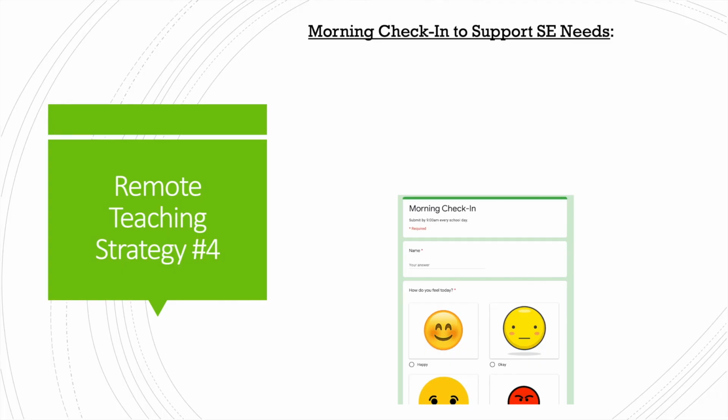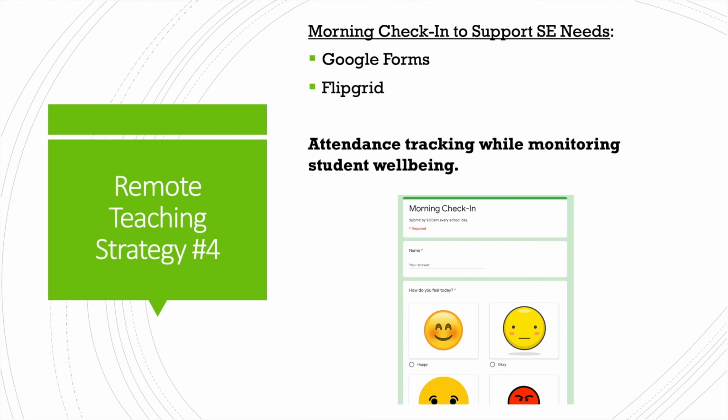This leads me to remote teaching strategy number 4, which is to create morning check-ins to support social emotional needs. You can do this by using Google Forms or Flipgrid. In these check-ins, you can track attendance and also monitor student well-being. Social stories can also be used as an intervention for social communication deficits of students.